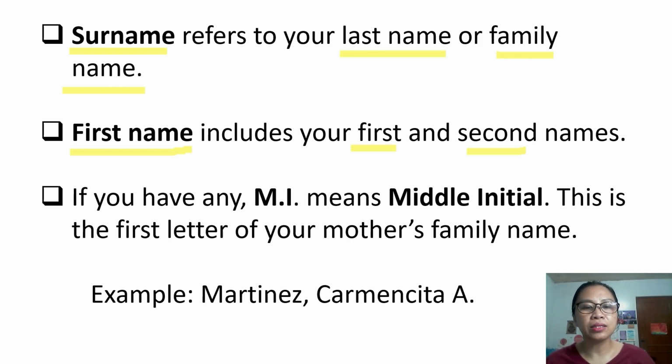Another one is MI, meaning your middle initial. This is the first letter of your mother's family name. For example, we have here Martinez Carmencita A. Martinez is her surname or last name. Carmencita is her first name and A is her middle initial. Did you get it? I hope that you get it. Okay, very good.